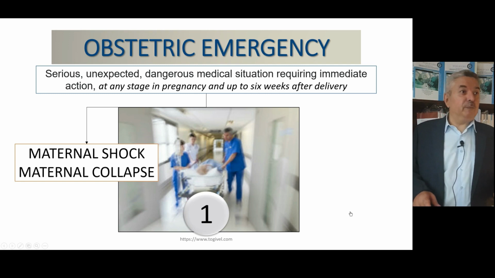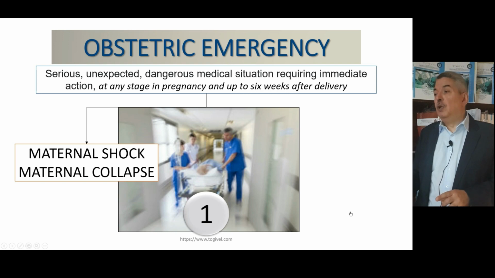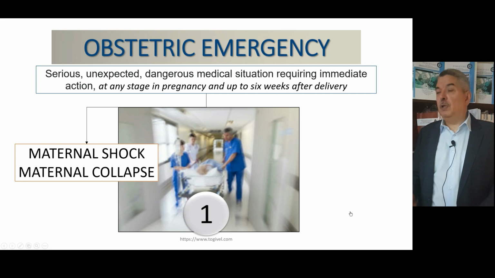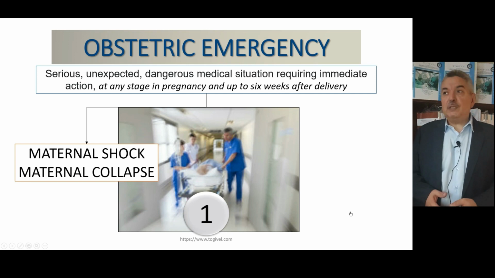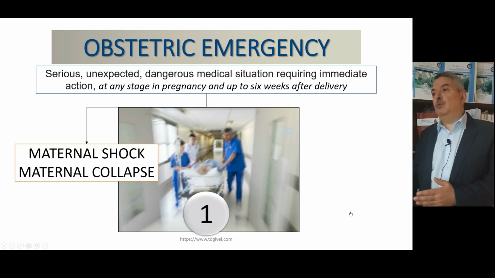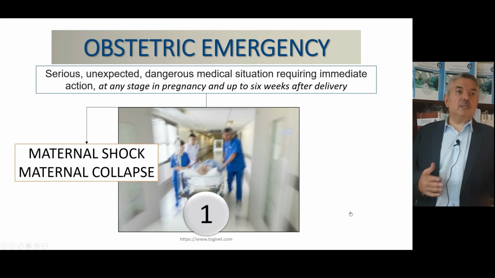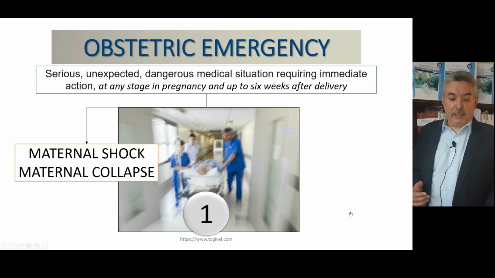But we have causes of maternal collapse without going through shock. For example, myocardial infarction, stroke, amniotic fluid embolism, massive pulmonary embolism. All these cases will lead to sudden collapse without going through the stages and the pathophysiology of shock. So we will discuss causes later on in this lecture.